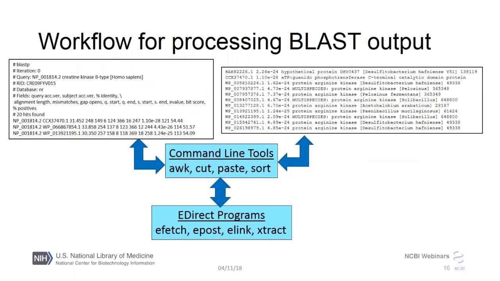When you extend this whole process to dealing with BLAST output, you're basically going to take the tab delimited output that we have, and we're going to do things with it with awk, cut, paste, and sort. And we're going to pass that to EDirect. We're going to take the data that we get back from EDirect and put it back into the tabular output using those Unix command line programs, awk, cut, paste, sort, and so on.